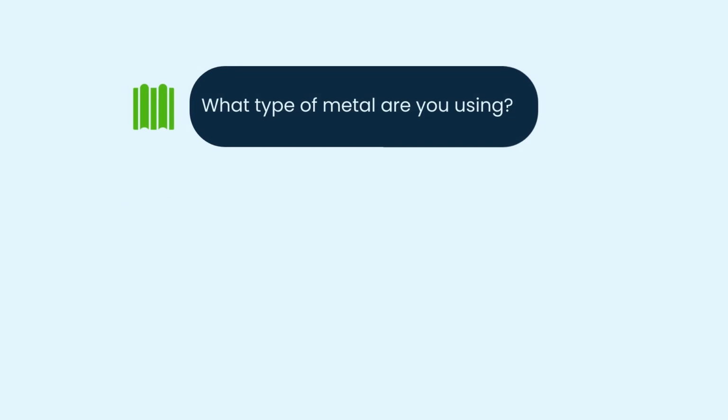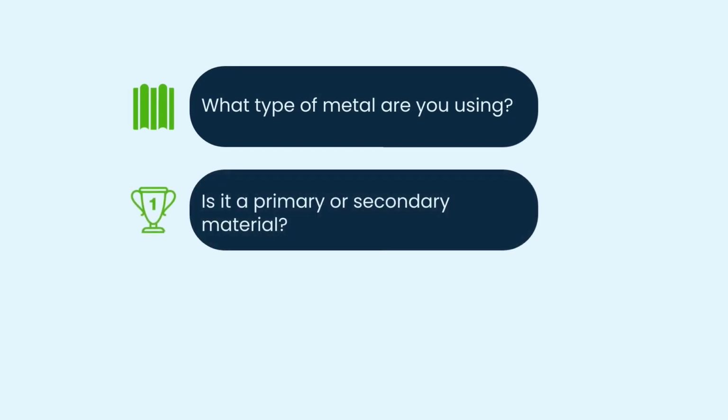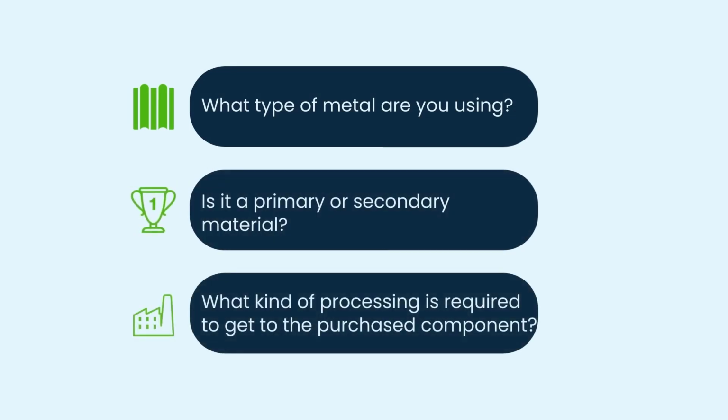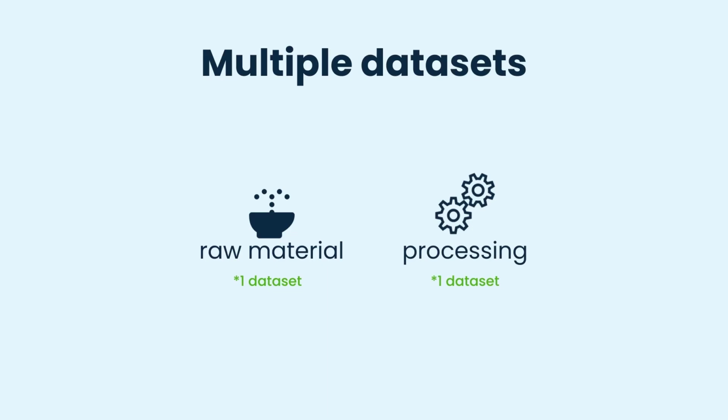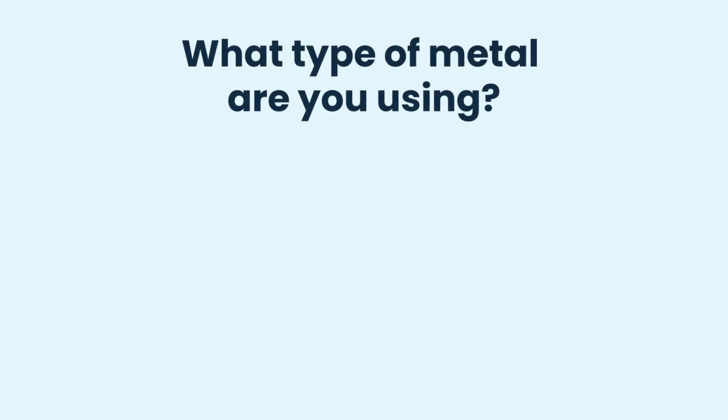When modeling metals, consider the following questions. What type of metal are you using? Do you know whether it's primary or secondary material? Do you know what kind of processing is required to get to the purchased component? In another video, I explained that you sometimes need two datasets to model a purchased material or component, one for the raw material and one for the processing. As metals have many different applications and are usually purchased in a processed form, you will probably need two datasets to model metal components. Start by determining the type of metal you're purchasing.